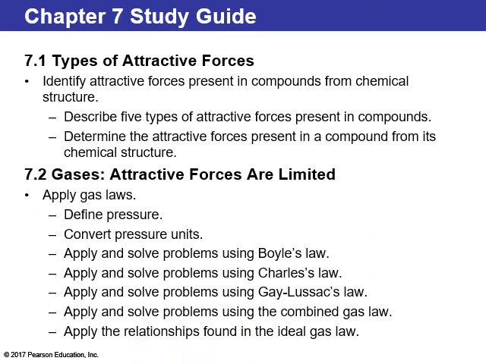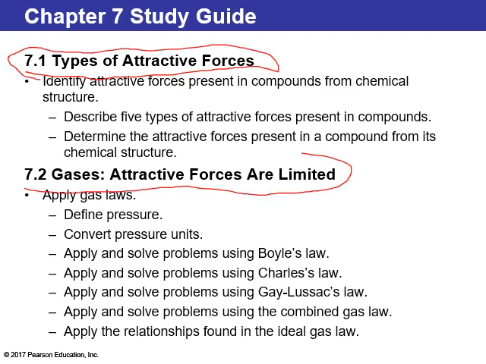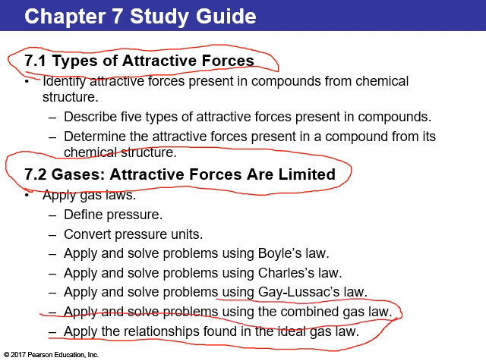So that wraps up Chapter 7, major takeaways. You want to know the types of attractive forces and how to recognize them. You want to know about gases, that we don't really have many attractive forces, they're just bumping against each other. Scrap the ideal gas law. You want to know this combined gas law and how to work with that combined gas law. Now, I want you to know the properties of these laws. You don't have to memorize the formulas for these laws or anything along those lines, but I want you to get the general gist of them.